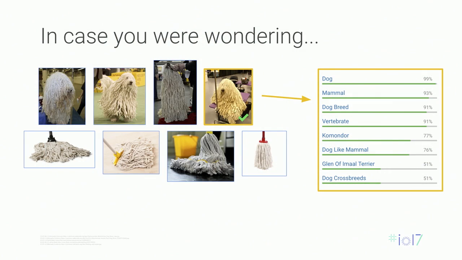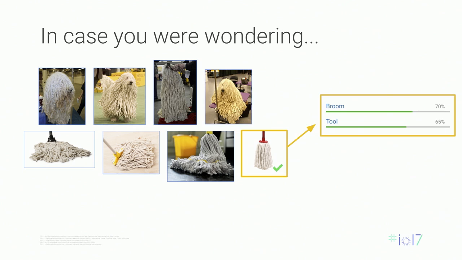And going back to our sheepdog versus mop example, in case you were wondering, how did the Vision API perform on these images? So if we look at the response for that dog photo all the way on the right, we can see that the Vision API was 99% confident that this was a photo of a dog. And it's even 77% confident that it's a Commodore, which is the exact breed of dog that it is.